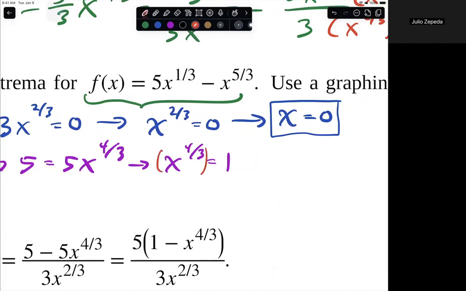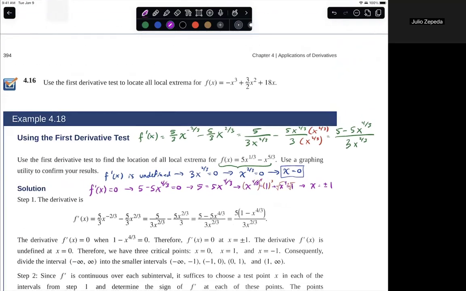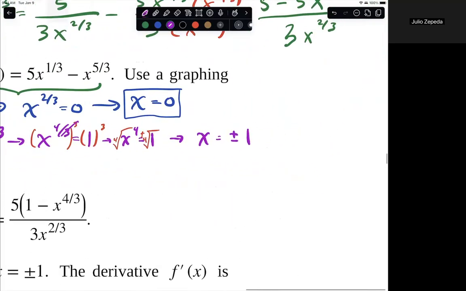We can cube both sides, raised to the 3rd power. And so we get x to the 4th equals 1 cubed, which is 1. And then here, if we take the 4th root of both sides, then we need a plus or minus. So x equals plus or minus 1. Okay, so our critical points are positive and negative 1, and 0.